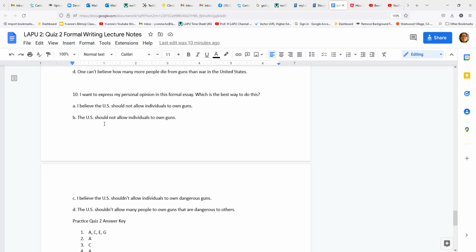The U.S. should not allow individuals to own guns. Whether or not you agree or disagree with that makes for a good thesis statement for somebody's persuasive essay. You could either agree or disagree. This would actually make a good first part of somebody's thesis statement, and then you just have to add in your reasons. So this would be a good personal opinion part of your thesis statement. Okay, so that's number 10.